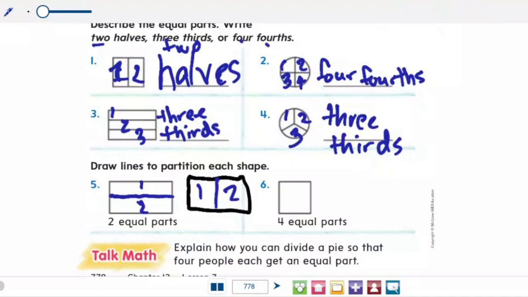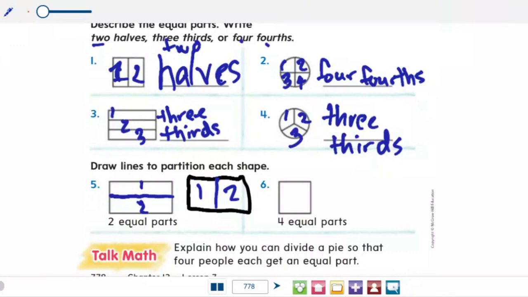All right, let's take a look at number 6. Number 6 says we want to cut this into 4 equal parts. 4 equal parts. So go ahead and try that one on your own right now, and then I'm going to go over it in just a second. All right, 4 equal parts.